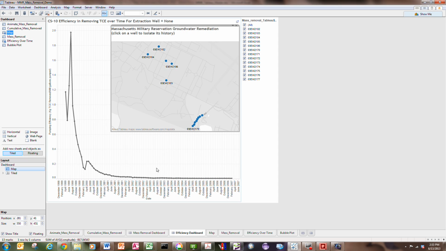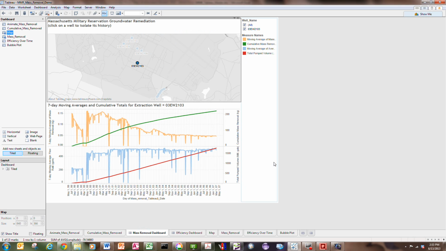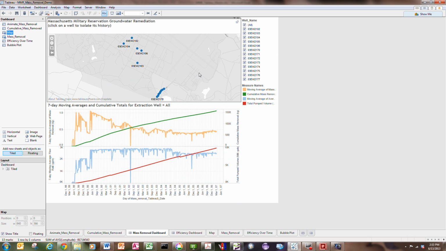So this is, of course, a nice way to visualize environmental data using Tableau. Pretty straightforward setup, very easy to set up, and for any type of environmental remediation project that has this type of data, you could easily use Tableau for this topic.